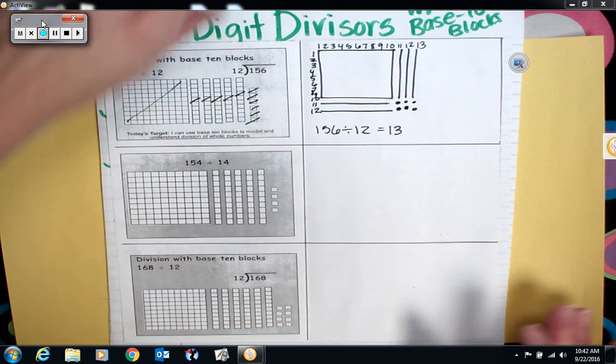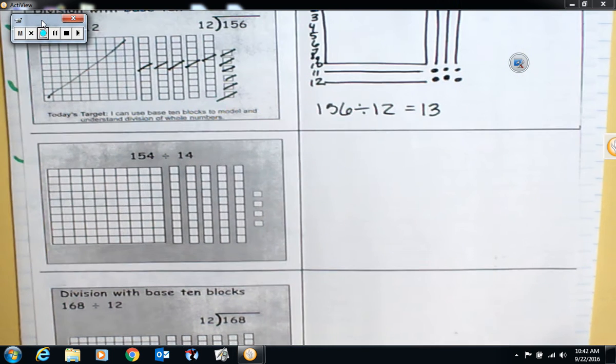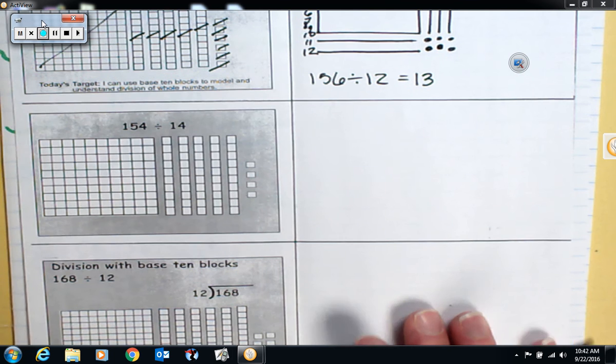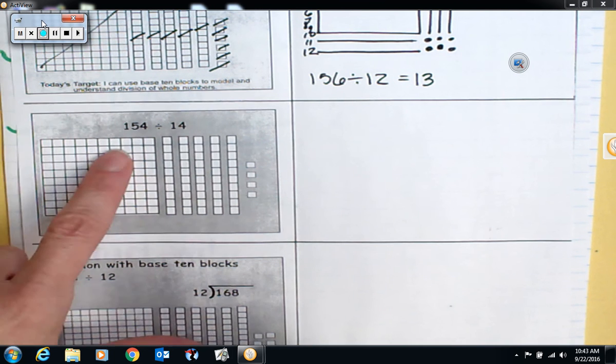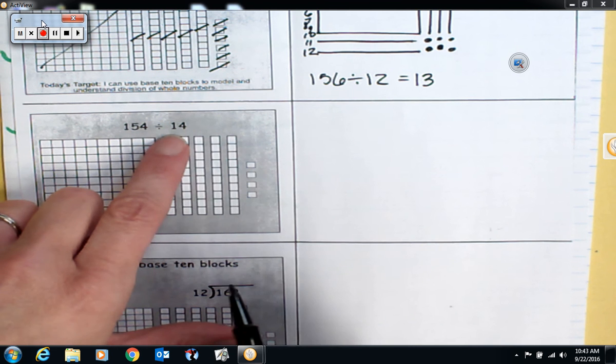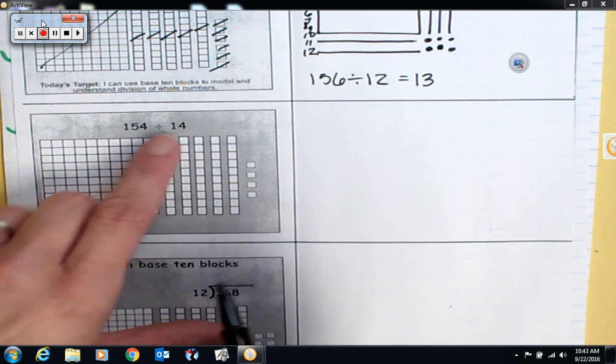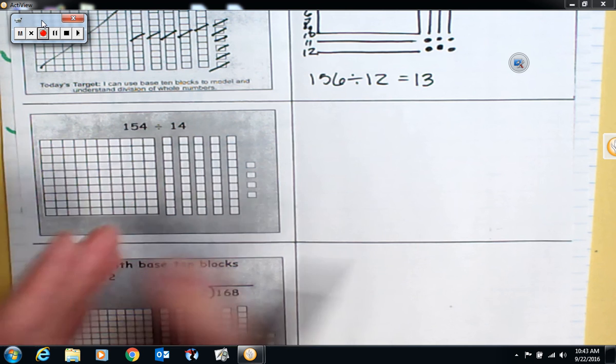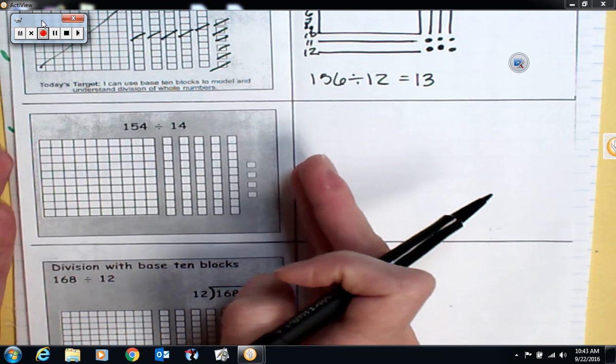Okay, let's try another one. I'm going to try and zoom in a little bit this time. Okay, 154 divided by 14. So remember, I need to make groups of 14 because that's my divisor. My dividend is 154. So I've already started with a set of blocks that equal 154.